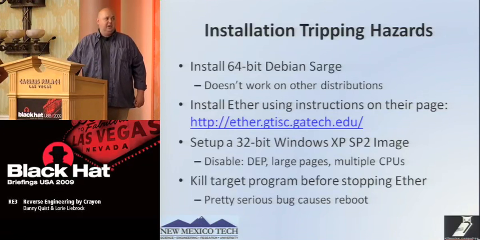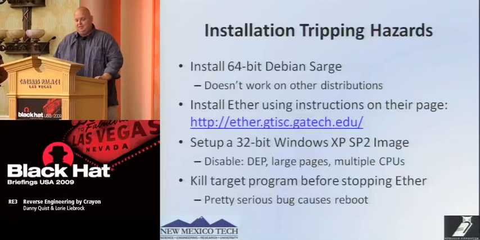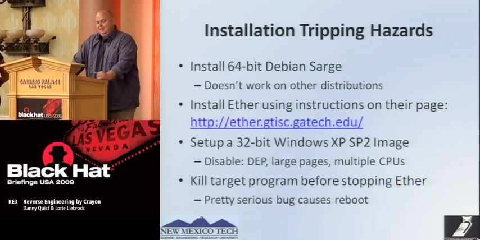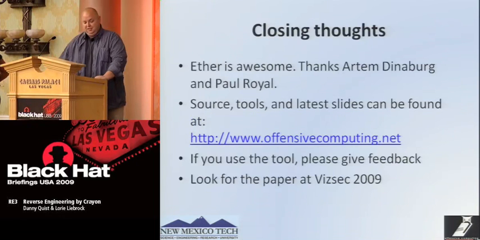It's actually very thorough. And when you're setting up an analysis image, this is just going to be a 32-bit version of Windows with Service Pack 2, not 3. And you need to disable the following things: DEP, large pages, and multiple CPUs. But that's all inside of the Ether instructions. The other thing is be sure to kill the target inside of the Windows system before stopping Ether, otherwise you get a reboot.